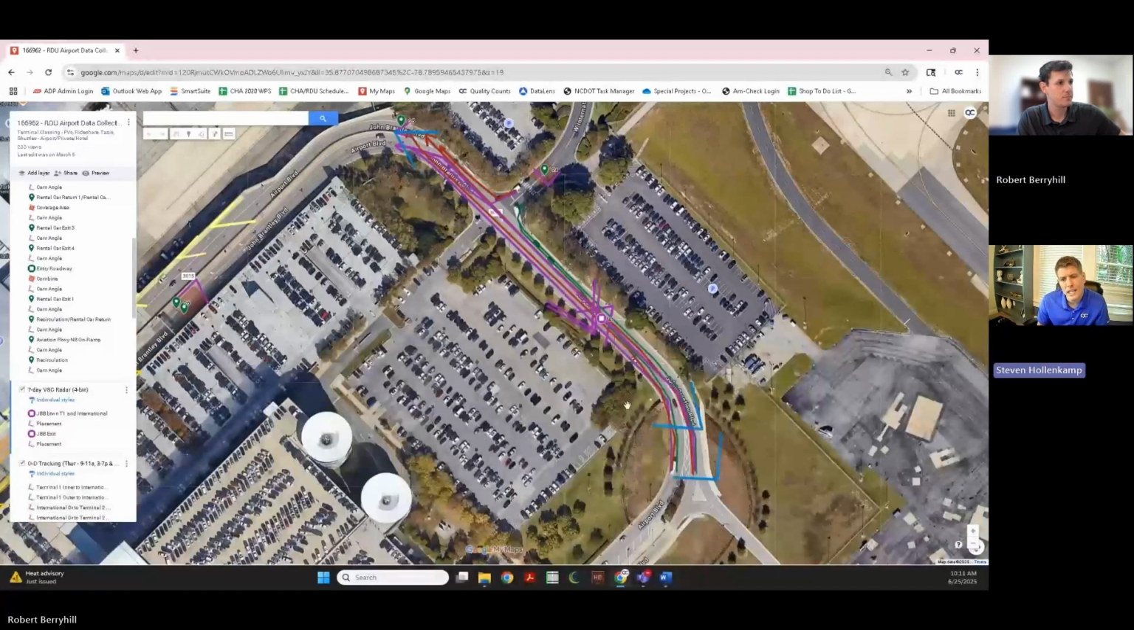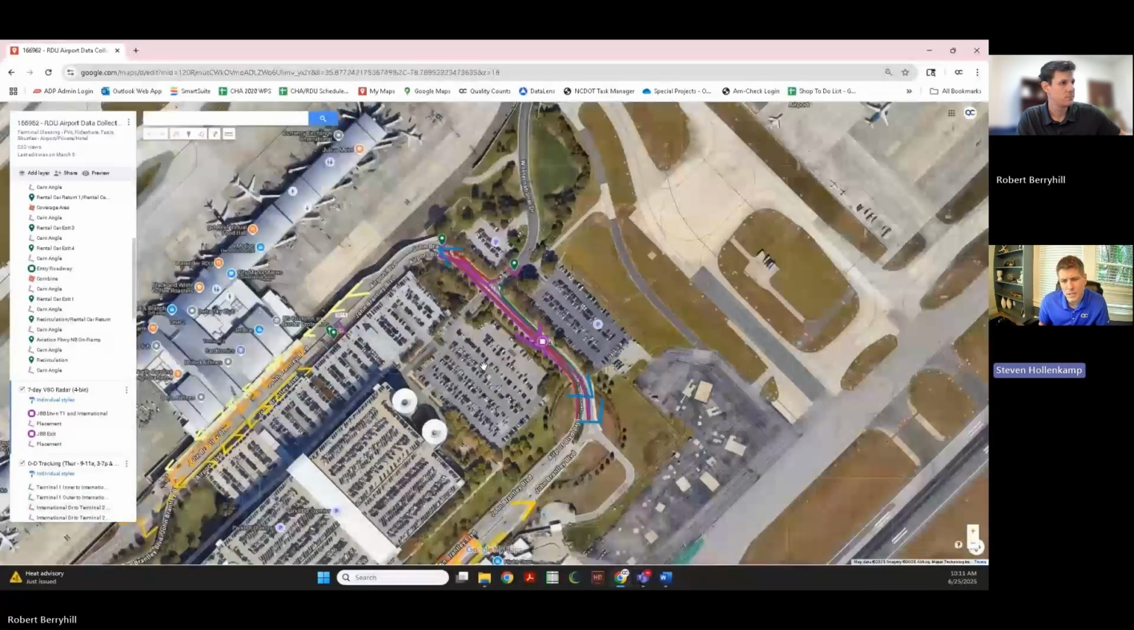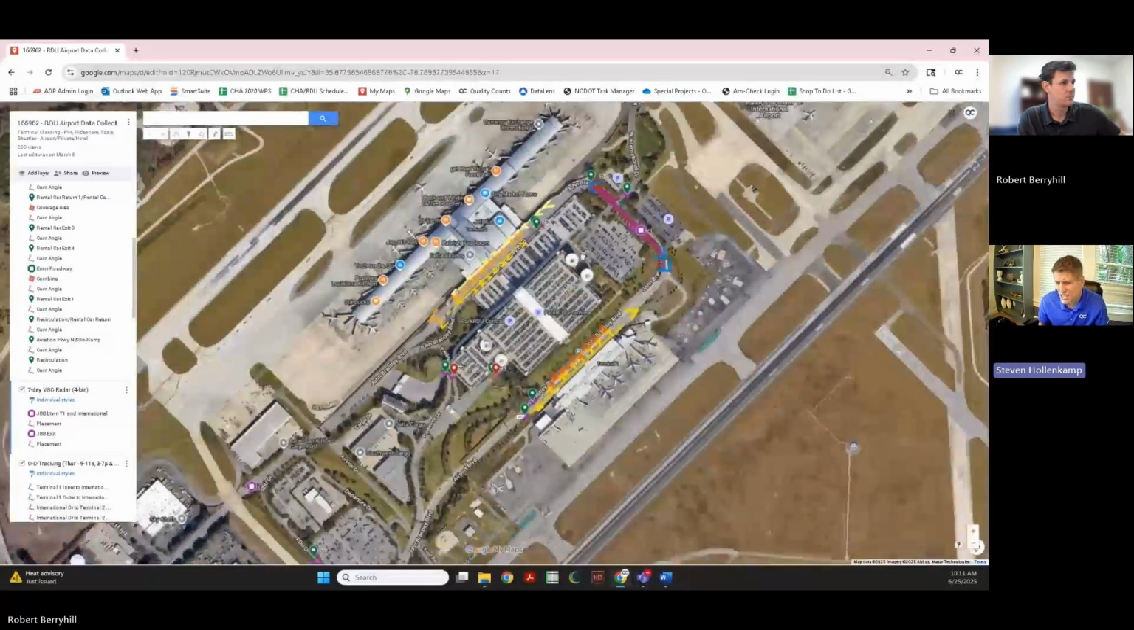Okay, then let's see. Can you tell us about some of the challenges? This feels like a unique place to do data collection. Can you touch on the challenges?